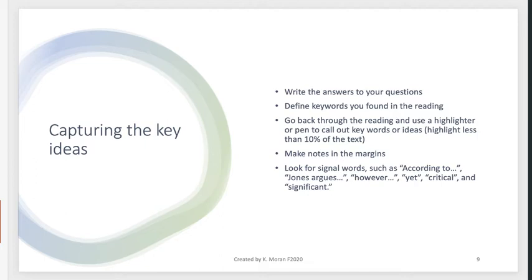Also look for signal words, because these will often give you key points as well. They'll also tell you where something is of a different bent. So words like according to, or however, or this is critical, or this is significant. Pay attention to those, because those give you an idea of what the most important ideas are in your textbook.